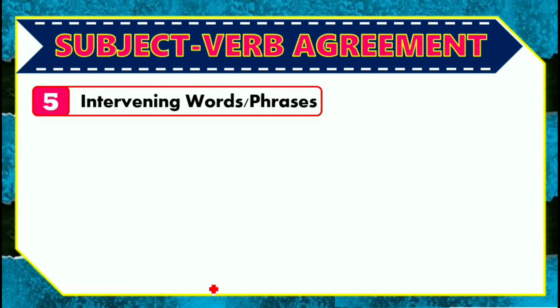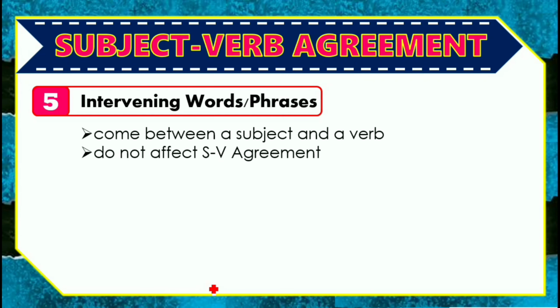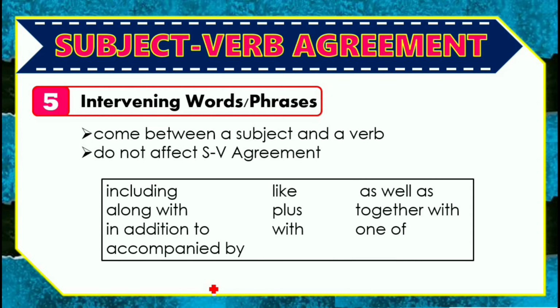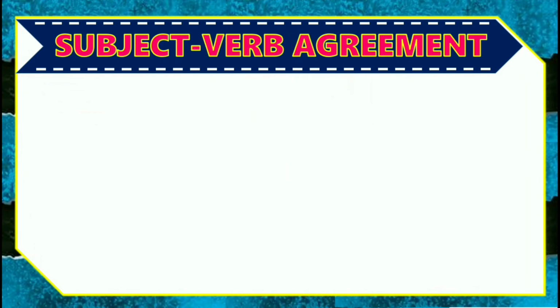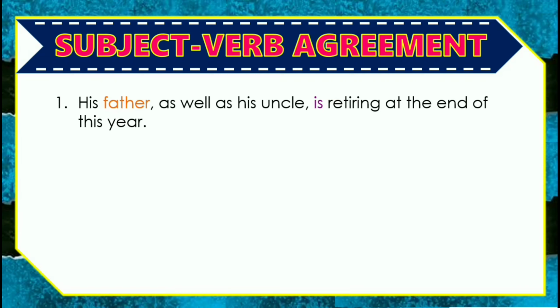Intervening words or phrases. And what are these? These are words that come between a subject and a verb. These do not affect our subject-verb agreement. Example words or phrases are including, along with, in addition to, accompanied by, like, plus, with, as well as, together with, one of. For example, his father as well as his uncle is retiring at the end of this year.